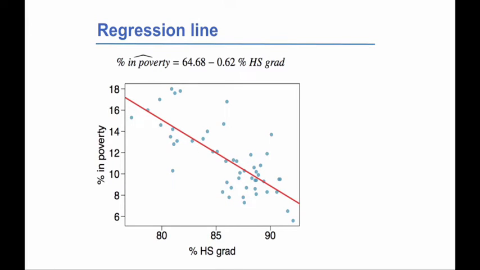So this gives us the regression line. The predicted percent in poverty is 64.68, which was our intercept, minus 0.62, which is our slope, times the percent high school graduation. So from this regression line, we can calculate a predicted percent in poverty for any high school graduation rate. Just plug it right in.